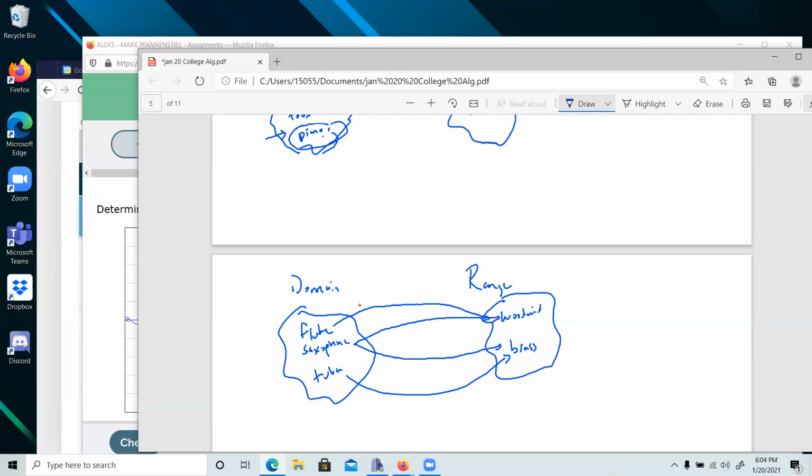This one's wrong, by the way. It would not be a function because saxophone has two things sticking out of it, right? It has two arrows. It's not a function, okay? Because this can't get mapped to two things, all right?